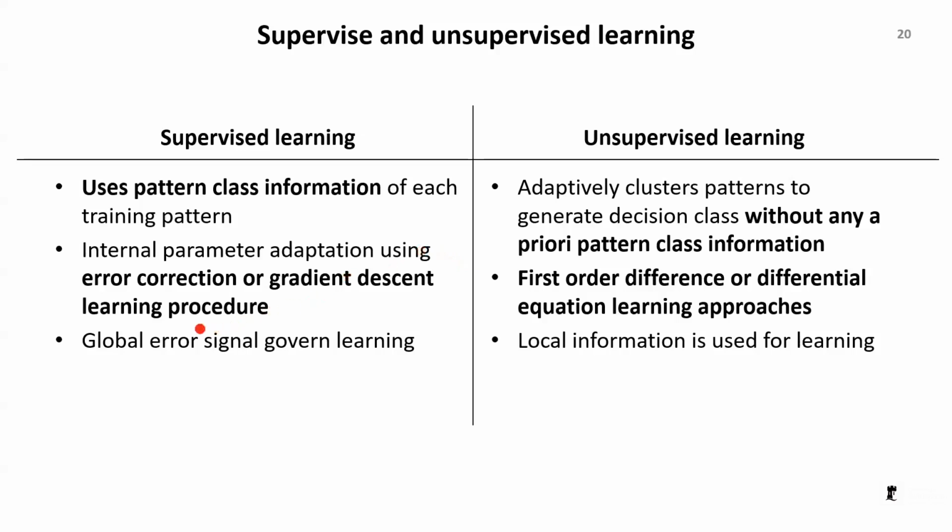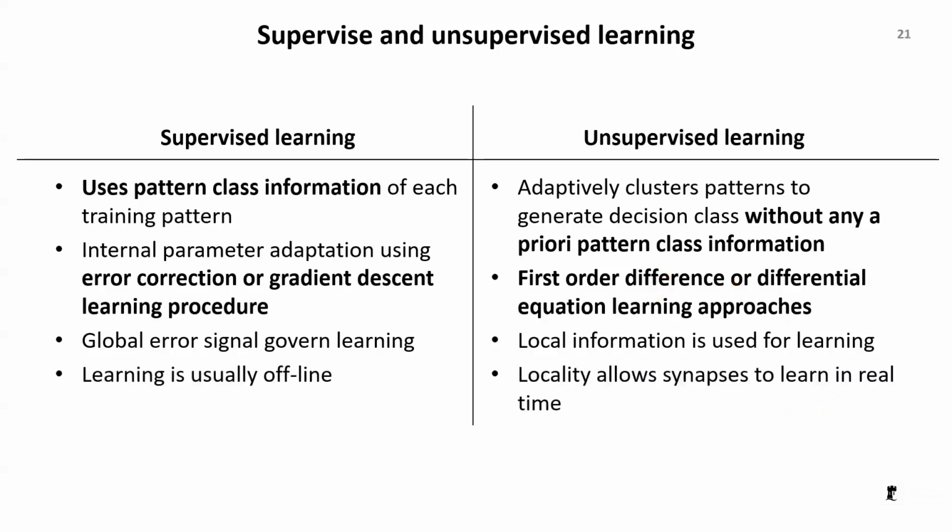Here, we try to find the global error, because you remember the illustration I drew there: you find the error at the end, and then you use the global error to update or optimize the weights of your neural nets. But not in unsupervised learning, where you need local information.